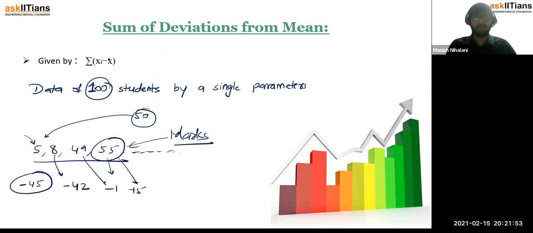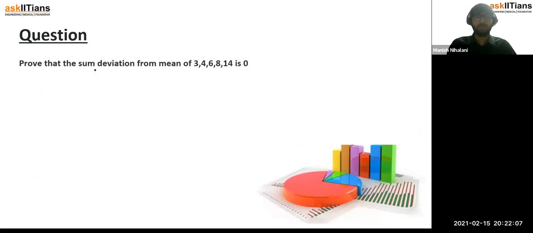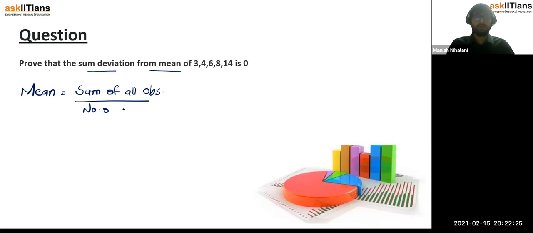You would say the sum of mean deviations would be the summation of xi minus x bar, where xi is every observation and x bar is your mean. So he's saying prove that the sum of deviations from the mean of 3, 4, 6 and so on is zero. First find the mean, because only then would we be able to find the deviations. The mean is the sum of all observations upon the number of observations.